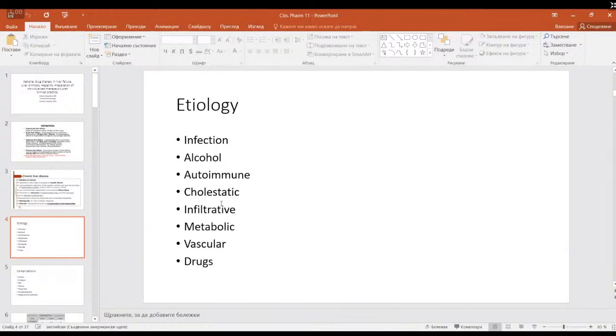Autoimmune causes like autoimmune hepatitis, cholestatic liver disease. This means not only, but this can mean gallstones also. So chronic cholecystitis is also another reason. Also primary sclerosing cholangitis, or PSC, is another reason. And also we can have infiltrative causes, metabolic causes, vascular, and of course drugs that are hepatotoxic.